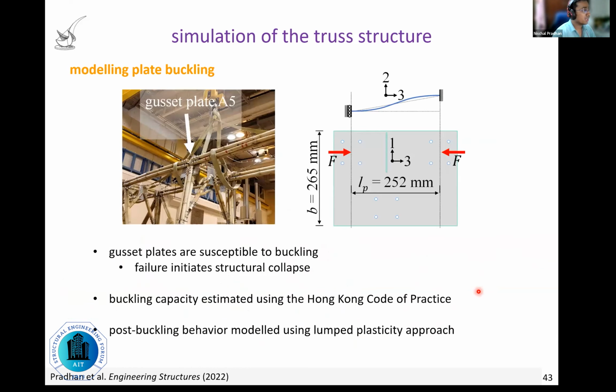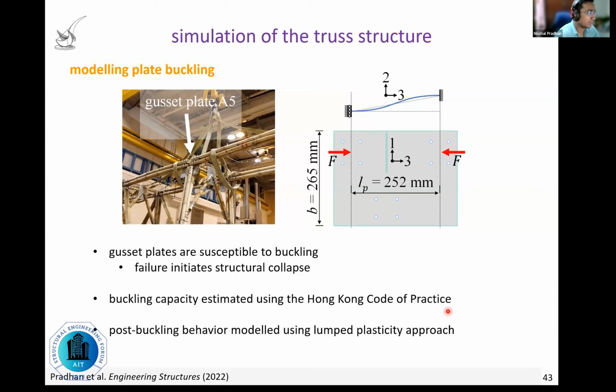A particular peculiarity with the design is that the gusset plates were quite thin. So the bridge is also susceptible to failure by gusset plate, and hence we also modeled the yielding of gusset plate with the same lumped plasticity or plastic hinge approach. Now the gusset plate modeling is standard in nature, we use the Hong Kong Code of Practice. So you can use any different codes as relevant.